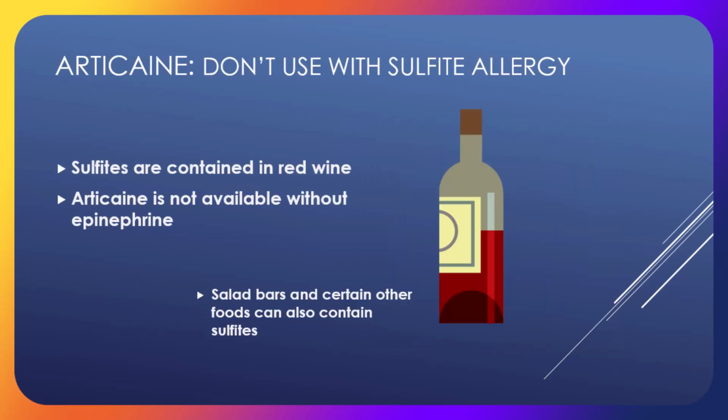Articaine is an anesthetic that we don't want to use on people with a sulfite allergy. Sulfites are in any anesthetic that contains a vasoconstrictor or epinephrine. Articaine is not available without epinephrine. So anybody with a sulfite allergy, we're going to use mepivacaine without epinephrine. We're going to use something else but not articaine. Salad bars and certain other foods, dried fruits, can also contain sulfites, and people who have sensitivities or allergies to those, we would not want to use articaine or an epinephrine containing anesthetic.